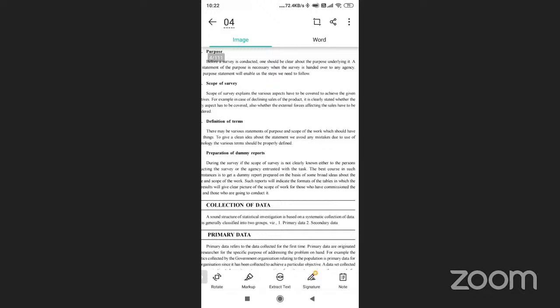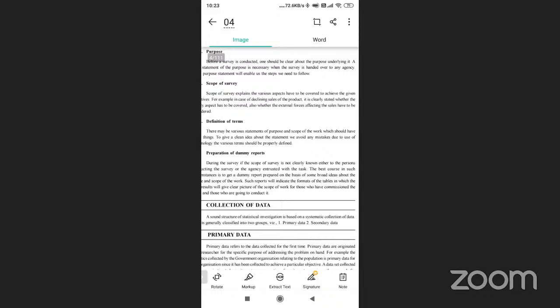So first of all, our subject name is descriptive statistics and probability. In descriptive statistics, we are having statistical description of data. Okay. In that we are having 5 topics: introduction of statistics, importance and scope of statistics, collection of data, classification of data, and mode of presentation of data.